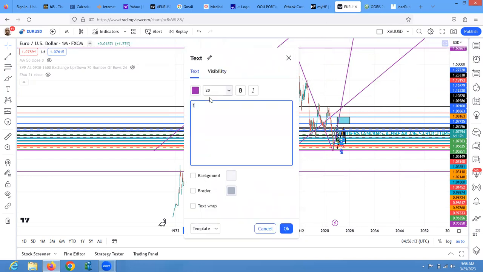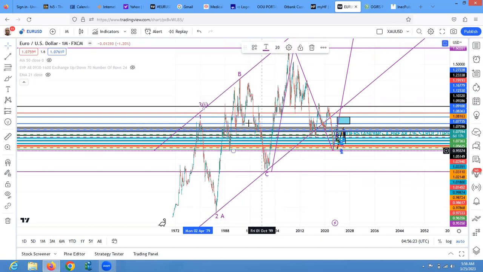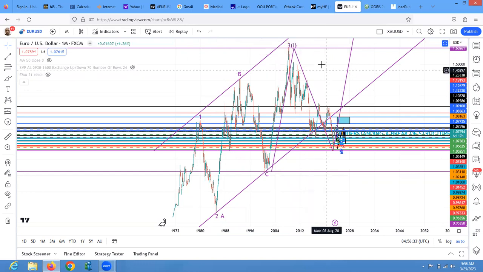That may just be a wave 3-1 of that cycle. So this may be a wave 3-1 of that cycle, and that we are doing A, we're going to do a B, we're going to do a C to finish a 3-2.